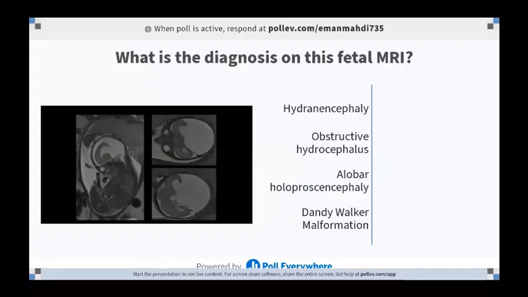Okay. I think this is the last case, fetal MRI. Okay, good.